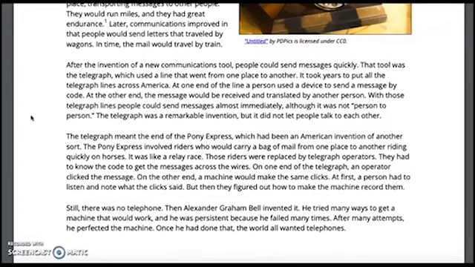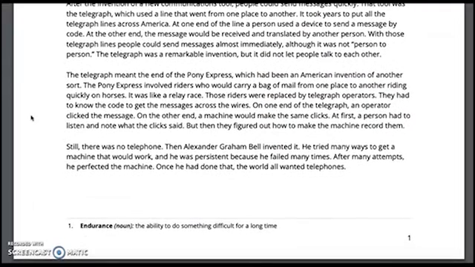With those telegraph lines, people could send messages almost immediately, although it was not person to person. The telegraph was a remarkable invention, but it did not let people talk to each other. The telegraph meant the end of the Pony Express, which had been an American invention of another sort. The Pony Express involved riders who would carry a bag of mail from one place to another, riding quickly on horses. It was like a relay race.